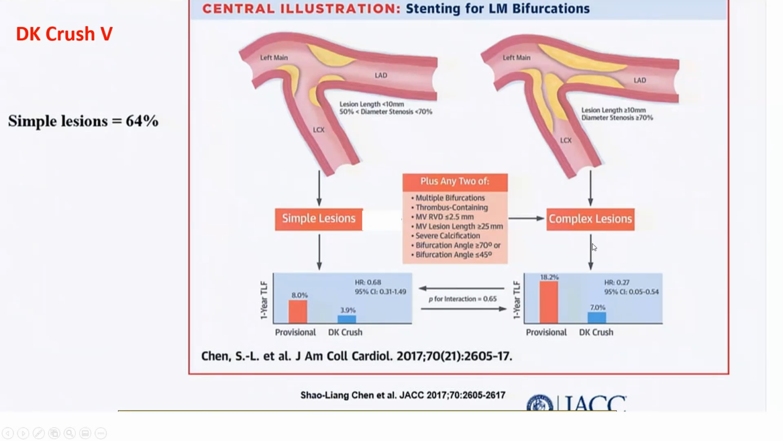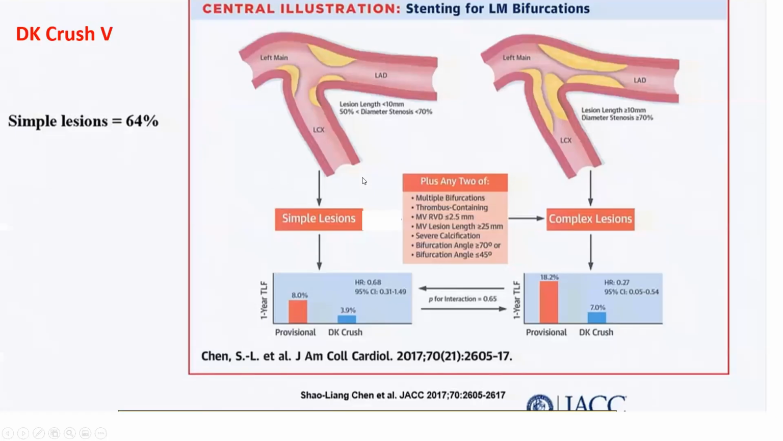One, provisional is still appropriate if you want to simplify your strategy. And two, for two stent strategy, there is no data that DK crush is superior to TAP or T or Culotte if the latter are properly done. There is no proper trial comparing DK crush to other strategies, or other strategies to each other.